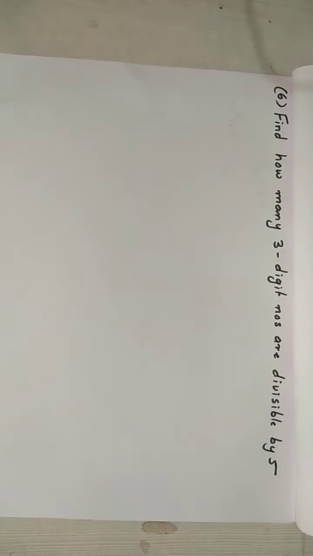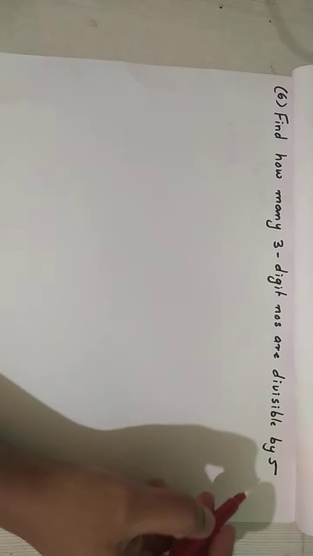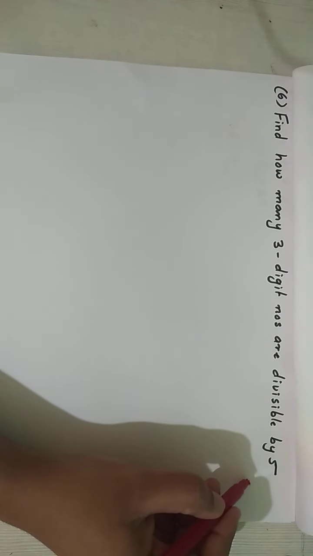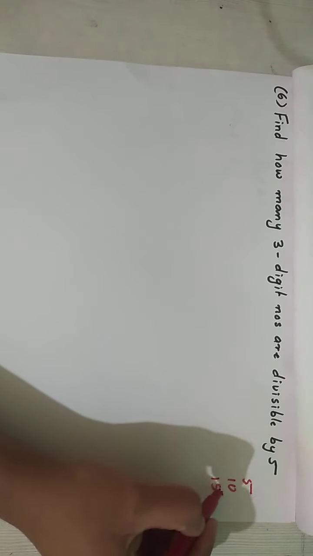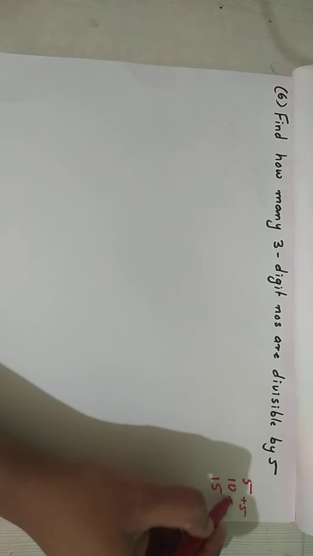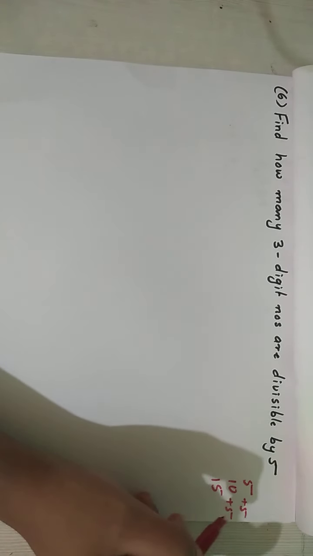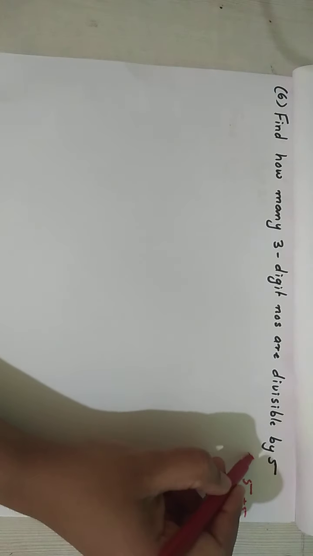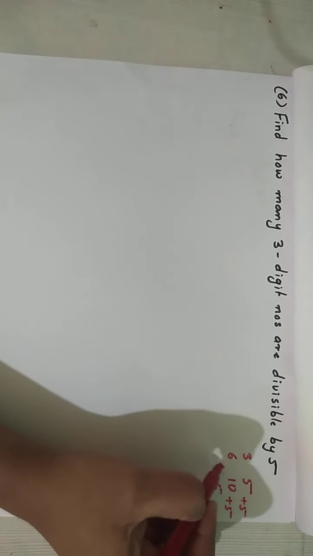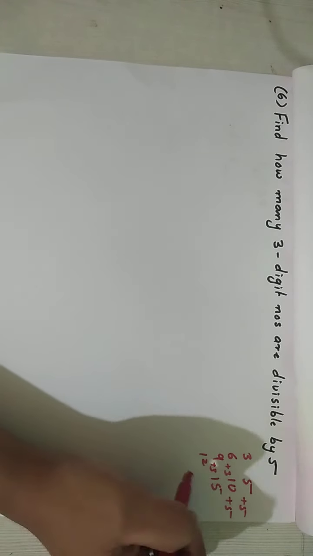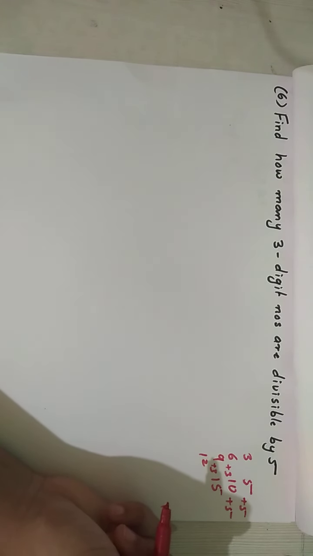The next question says find how many 3-digit numbers are divisible by 5. Now when you write a table, children, if you are told to write the table of 5, you know the multiples of 5 differ by 5. 5 ones are 5, 5 twos are 10, 5 threes are 15. If you will see, it is plus 5 every time. The same logic goes for the other tables also. If you write table of 3, 3 ones are 3, 3 twos are 6, 3 threes are 9, 3 fours are 12. That means you are doing plus 3 every time.